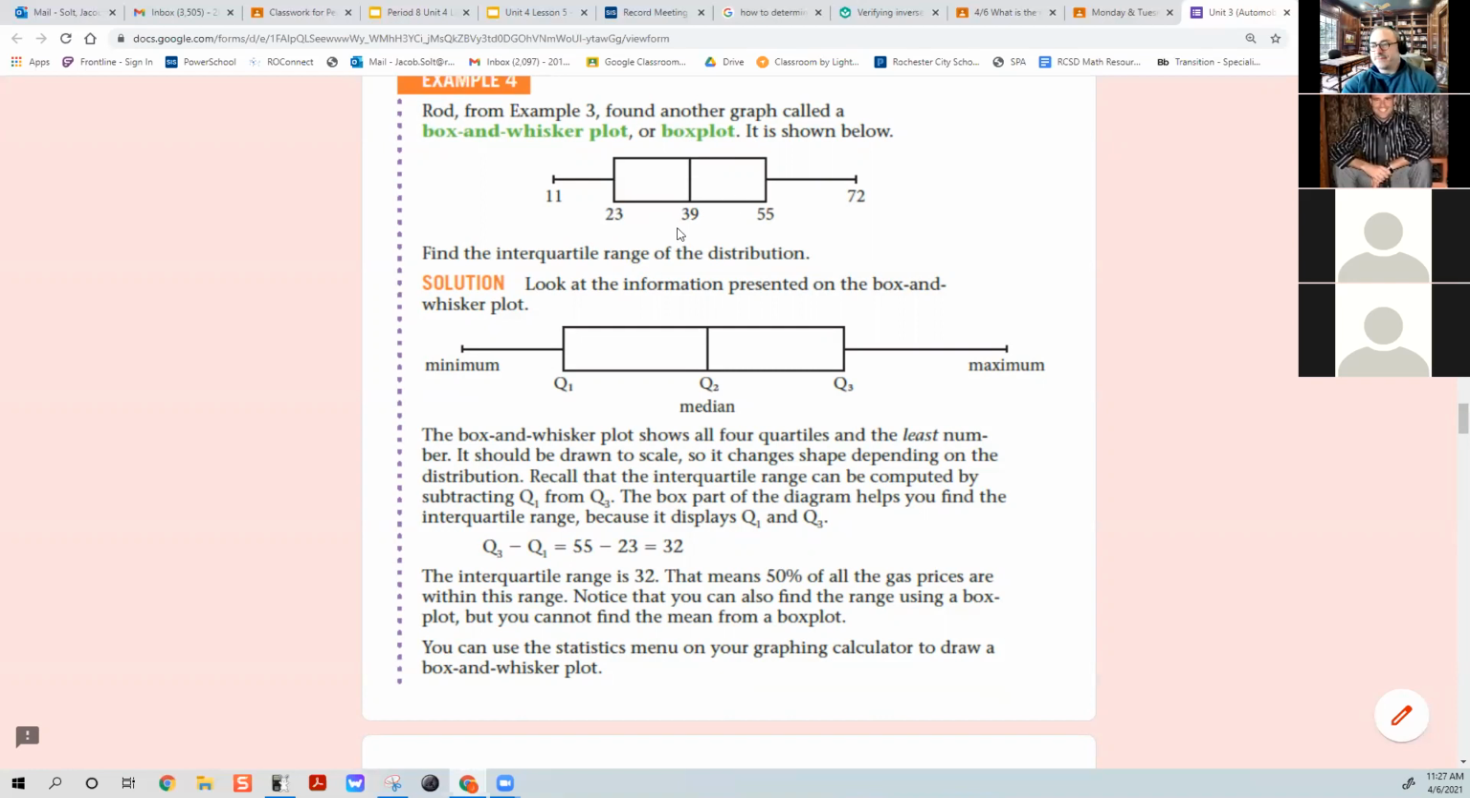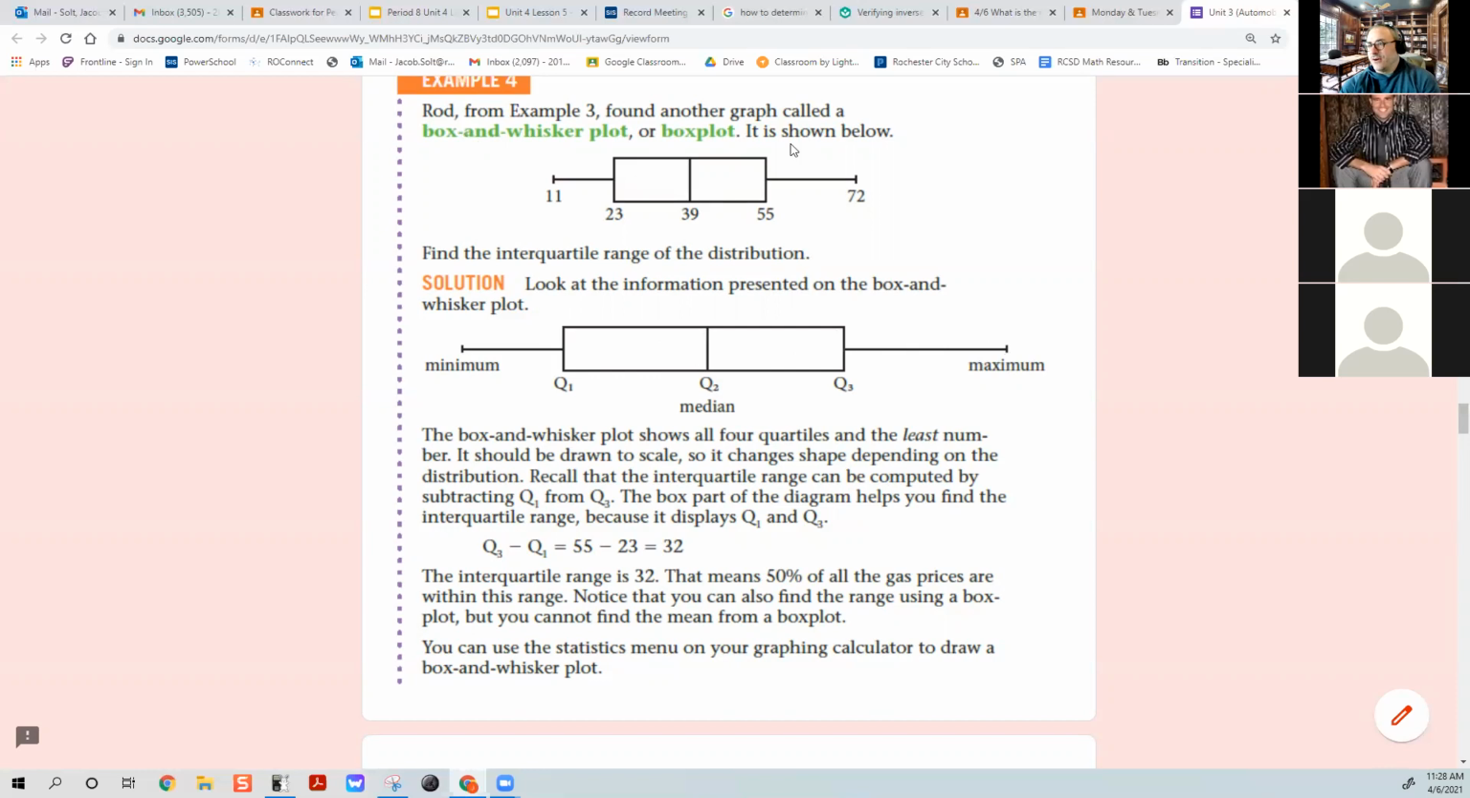They call these quartiles because 25% of your data is in each little section. There are 4 sections, so 25% of my data is located between the minimum and quartile 1. 25% of my data is located between quartile 1 and the median. Another 25% of my data is between the median and quartile 3, and the last 25% is between quartile 3 and the maximum.